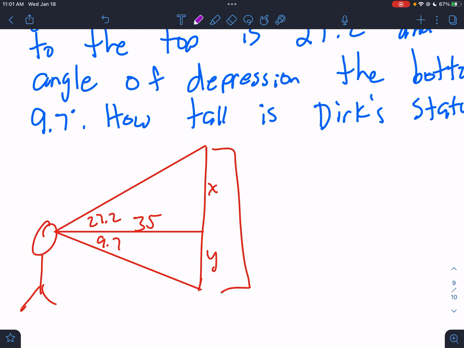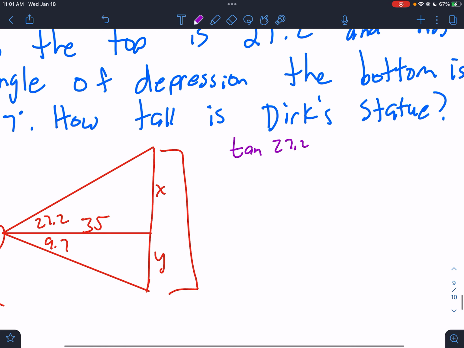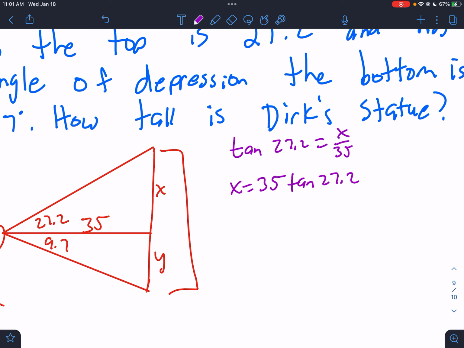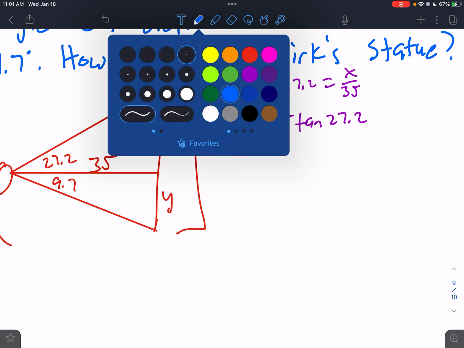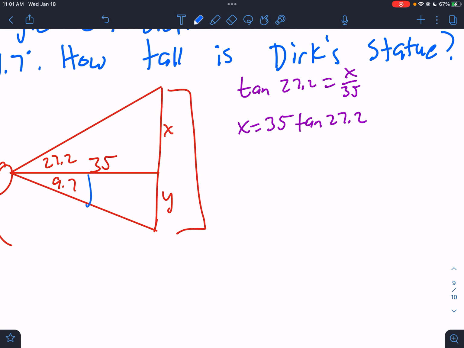So for x, that would be the tangent of 27.2 equals x over 35. So I'm going to multiply. If x is up high, all you got to do is multiply. So it'll be x equals 35 times the tangent of 27.2. And that's it. I'm going to stop right there. Don't type that in and round that. We don't round until the very end. Leave it exact. It's even easier because now I don't even have to type anything in. Just leave it alone.